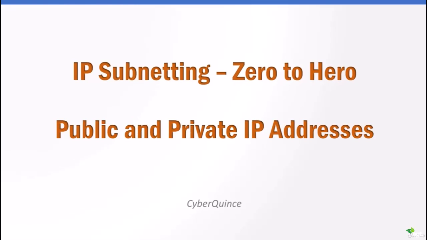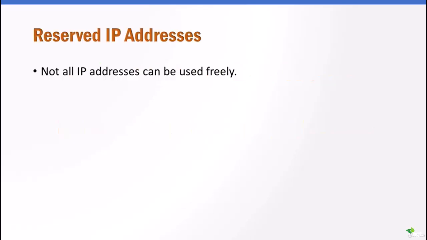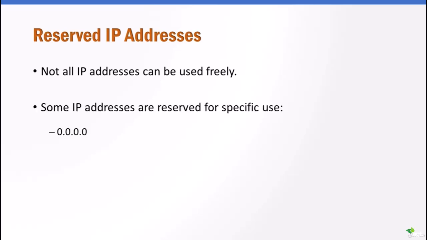Before we go on to talk about subnetting, we need to discuss reserved IP addresses, because not all IP addresses are equal and not all of them can be used freely. Some of them are reserved for specific use. For example, all zeros are used as a default route.